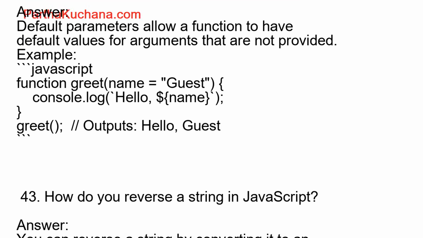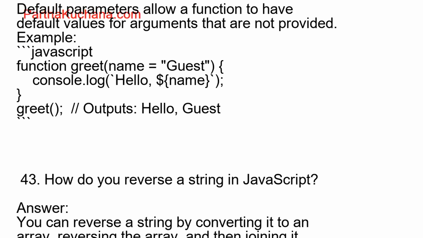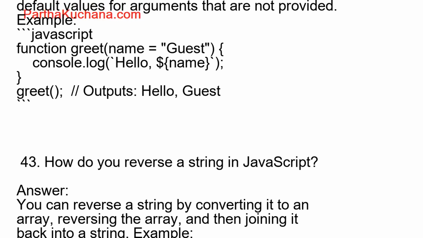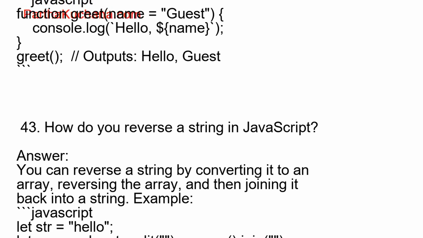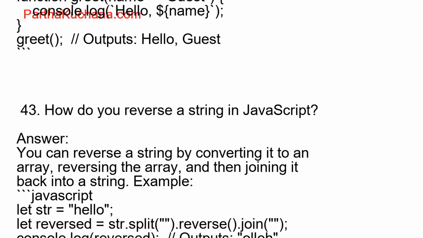44. What is the difference between map and forEach? Answer. Map returns a new array with the results of calling a function on every element. forEach executes a function for each array element but does not return anything.